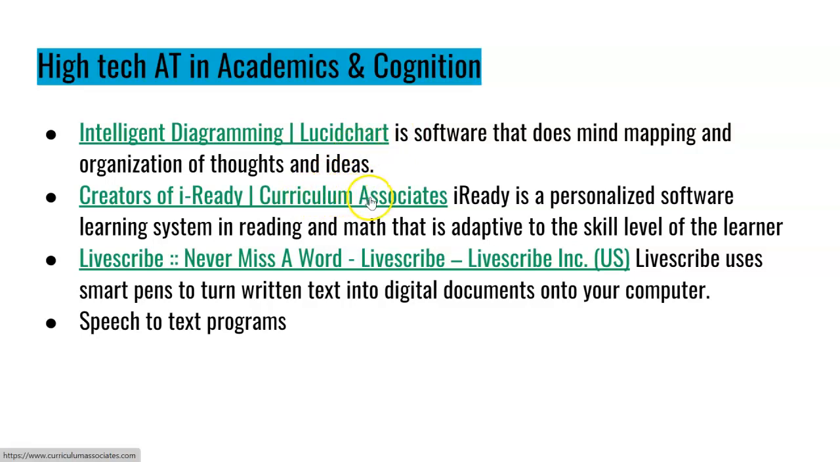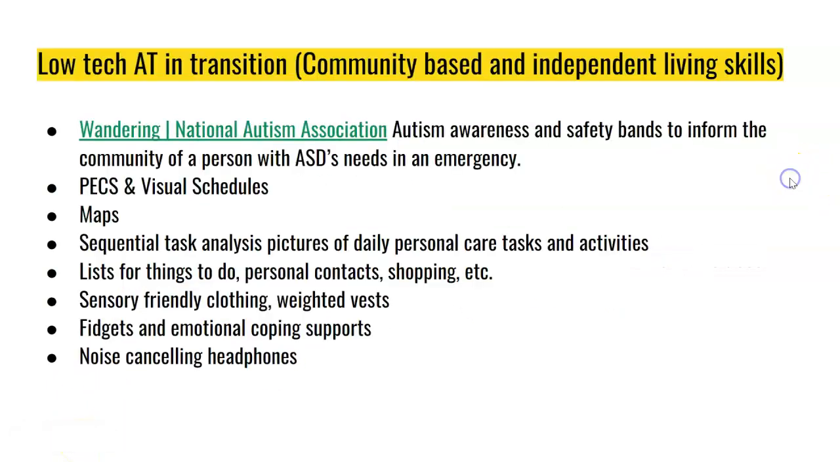iReady is an academic and cognition support we use in my district. It's a personalized software learning system in reading and math, and it adapts to the skill level of the learner. LiveScribe are smart pens that turn written text into digital documents onto your computer, so you can then manipulate and sort them easily. And then there's also speech-to-text programs. That's a pretty standard one that we use with most of my students in school.